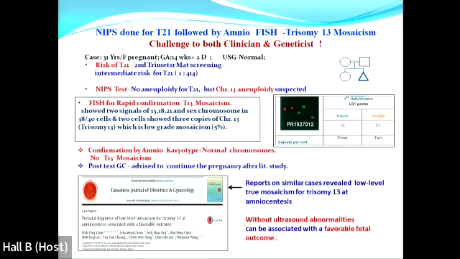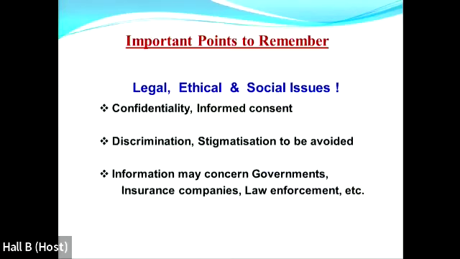So we took the support of the literature, where we found that if you have a very low level true mosaicism for trisomy 13, you can continue if there are no ultrasound abnormalities. And there was journal proof which we used for the counseling. So at times you have to take an approach like this when they come for prenatal genomic diagnosis. So, important points to remember.